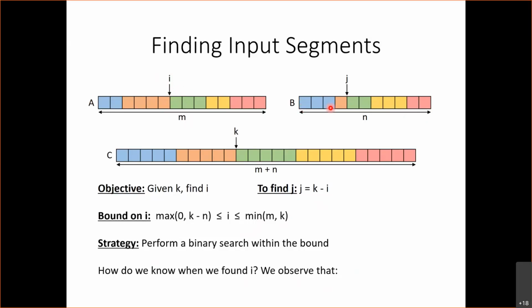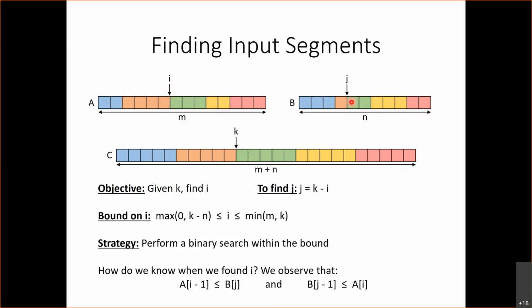So how do we know that we have found I? Well, we know that we have found I when A of I minus 1 is less than or equal to B of J. So A of I minus 1, this element, is less than or equal to B of J, which is this element. Okay, so the element here should be less than or equal to the element here. Why? Because the element here is going to be over here in this segment, and the element here is going to be part of this segment over here. So necessarily, the orange elements should be less than or equal to the green elements. So the A of I minus 1 should be less than or equal to B of J.